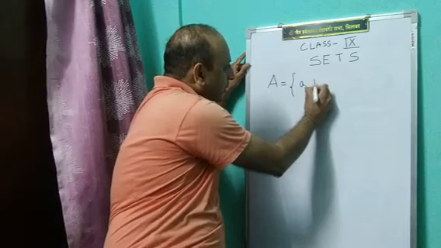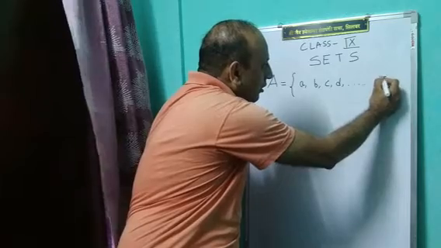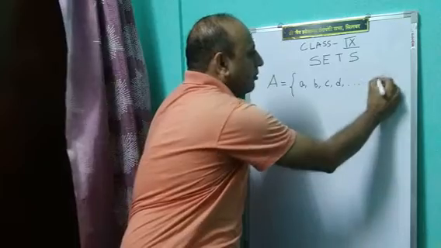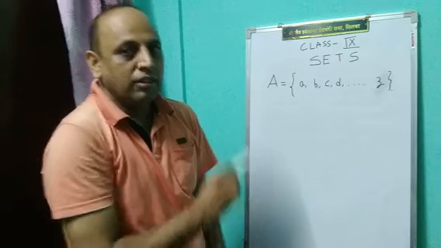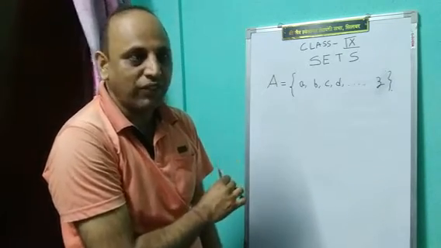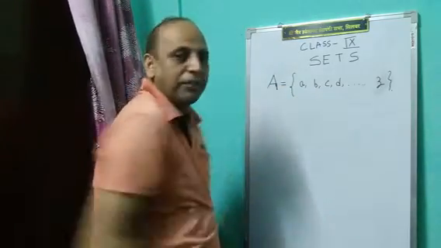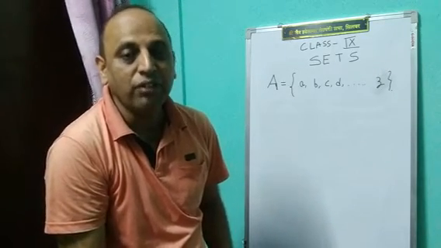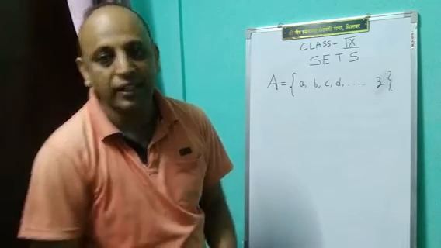The elements of the set: set containing all the alphabet A to Z. There are 26 alphabet. The set is denoted by capital letter A and the elements are denoted by small letter a to z. So a set is a collection of well-defined objects and consists of number of items having some common characteristics. Let us take another example.